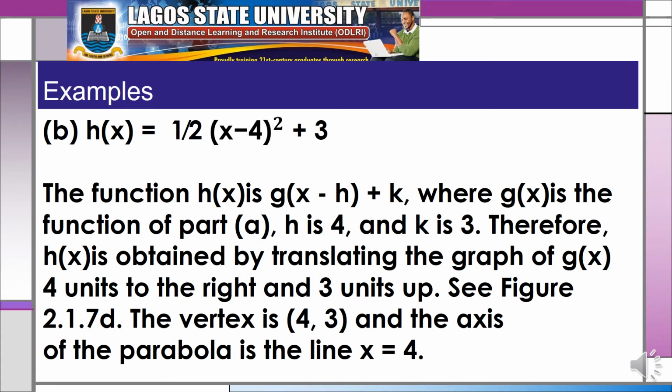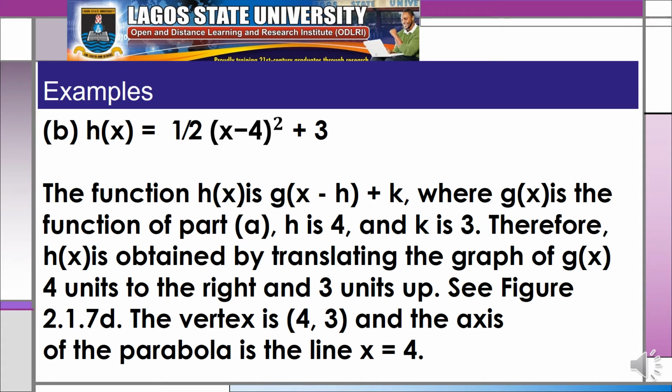Consider the function h of x equals half (x minus 4) squared plus 3. The function h is g of x minus h plus k, while g of x is the function of example A above. h is equal to 4 in this case, and k is equal to 3. Therefore, h of x is obtained by translating the graph of g of x 4 units to the right and 3 units up. You can see the figure below.